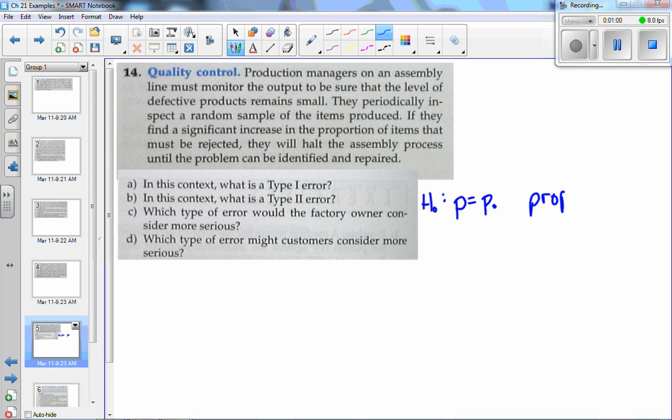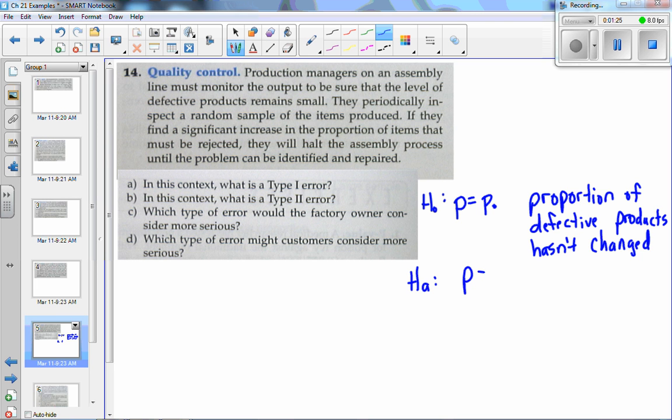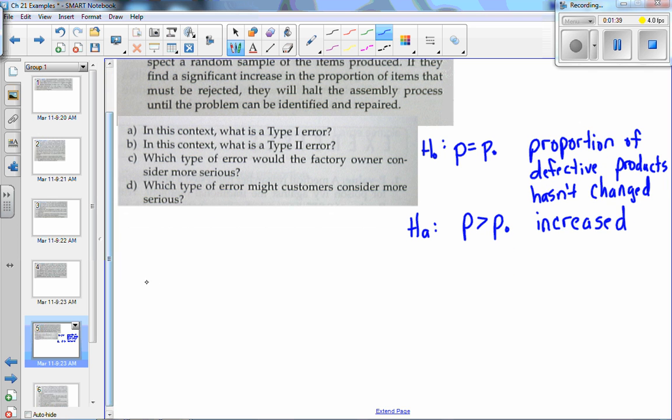So the proportion of defective products hasn't changed. And my alternative would be that it's greater, because we want to see if it's increased. And again, I would have more detail if I were actually doing a test, but I'm just using that now to help me identify a type 1 error.